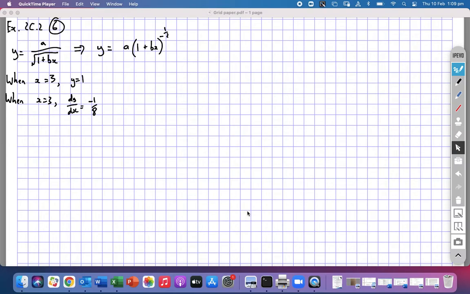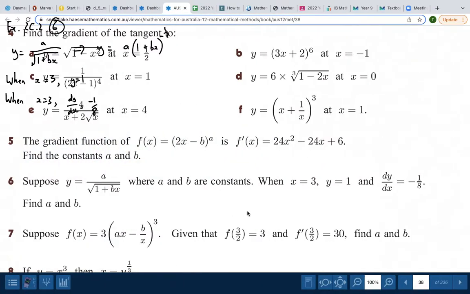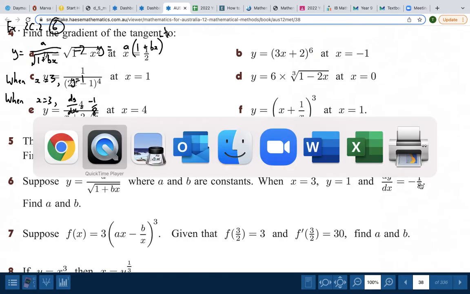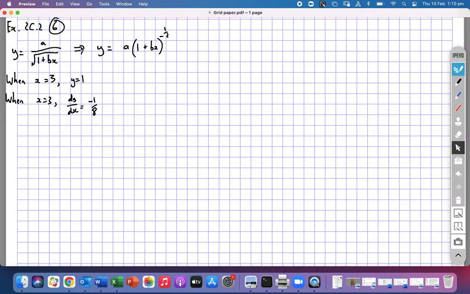Question 6 from exercise 2C part 2. Straight out your book, here it is, question 6. We're trying to find unknown numbers A and B. They give us some information. So when x equals 3, the function equals 1, or the y equals 1. When x equals 3, the derivative equals negative 1/8. So I've written that down here. And we're ready to start.